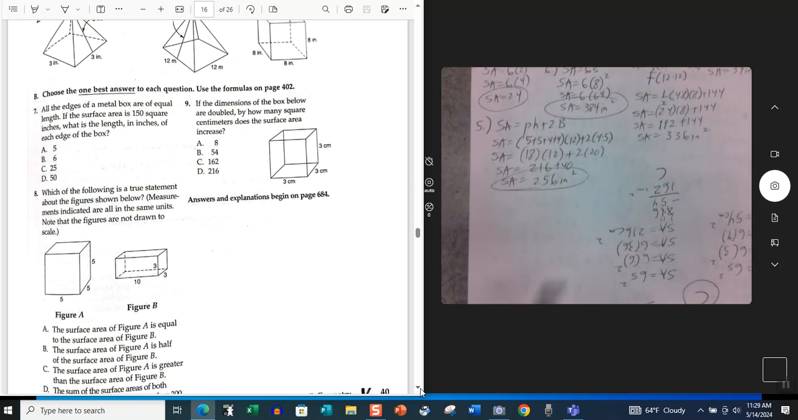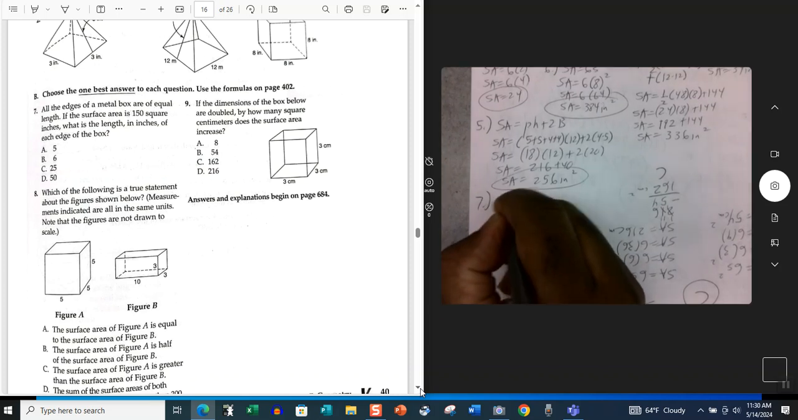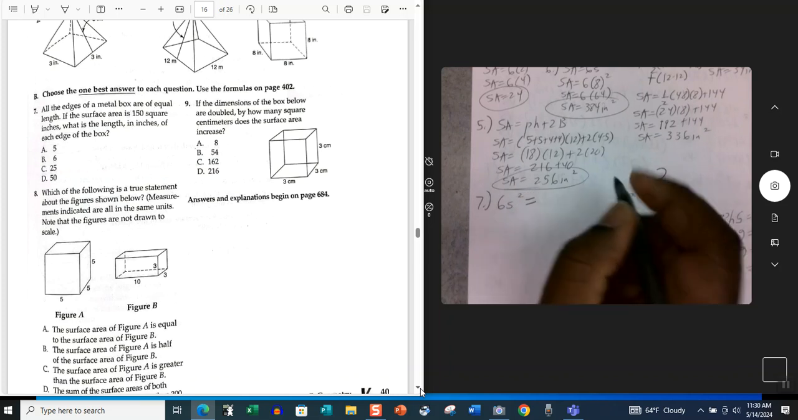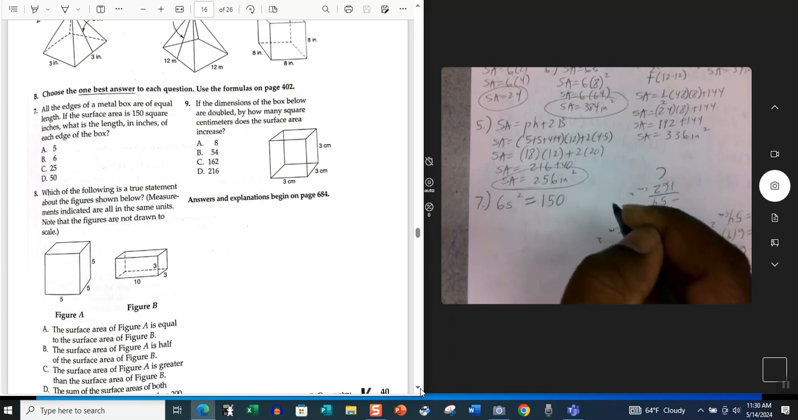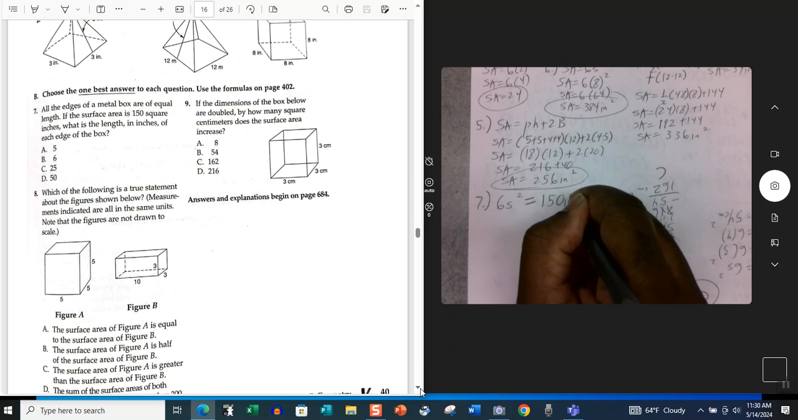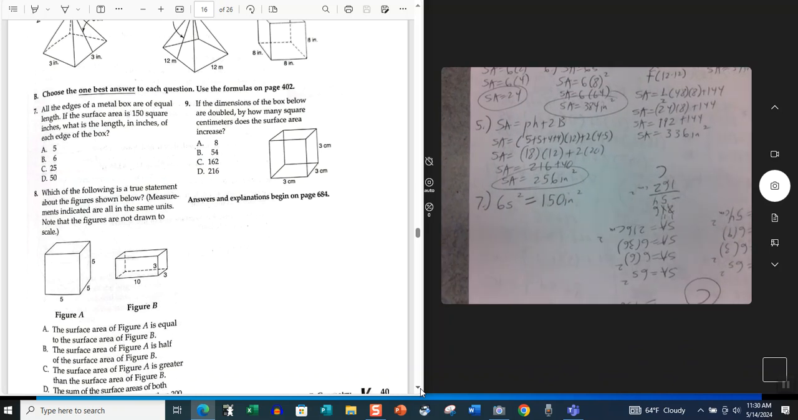Okay, so now with problem number 7, it says all the edges of a metal box are of equal length. If the surface area is 150 square inches, what is the length in inches of each edge of the box? So they're telling you all sides are the same. So that lets you know you're dealing with a square prism. So basically, the surface area of a square prism is 6s squared. And that is supposed to equal 150 square inches, because they tell us that the surface area is 150.